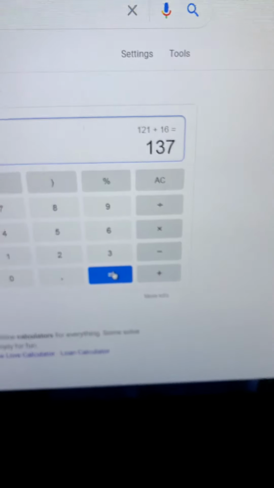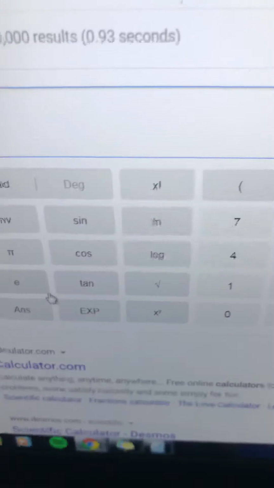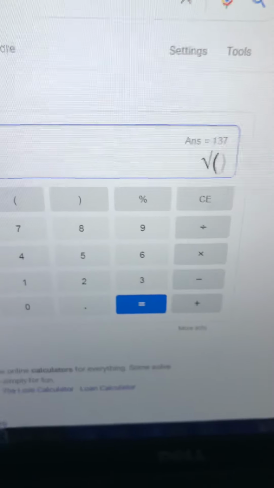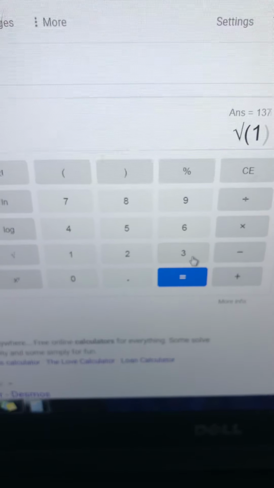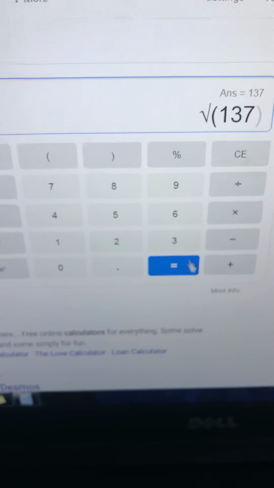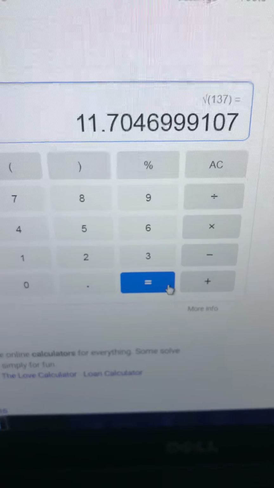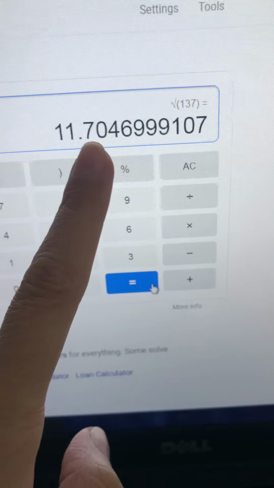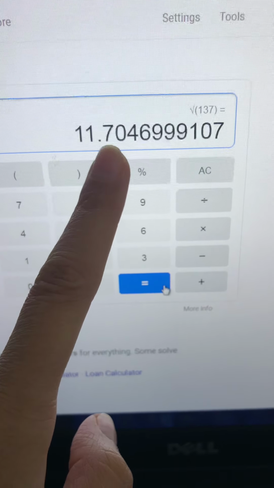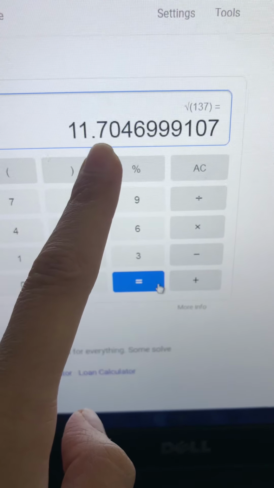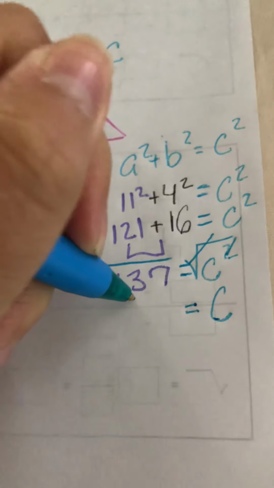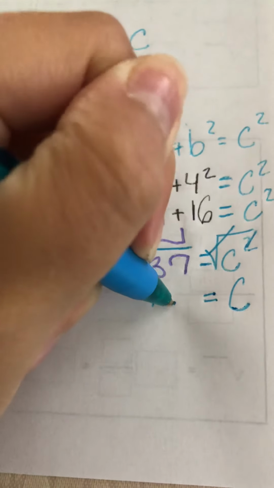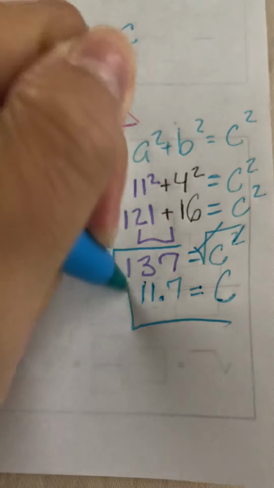Well, we have a handy dandy calculator right here. The square root symbol looks like this. Square root of 137 equals 11.7046999, all these numbers. All I want you to do is round it to the nearest tenth, which is the first spot after the decimal place. So 11.7 is the square root of 137. So C is equal to the square root of 137, which is 11.7.